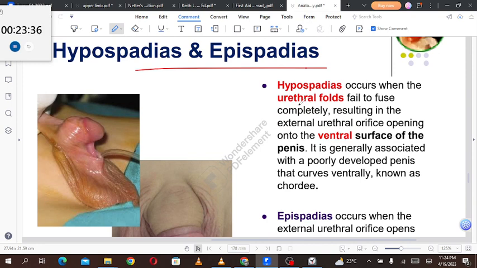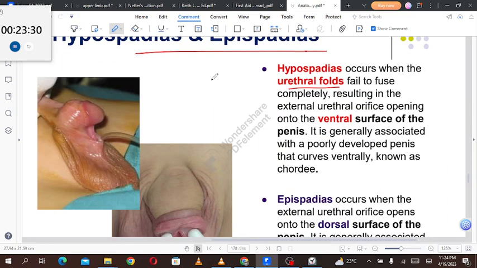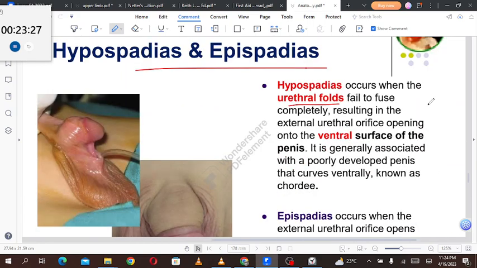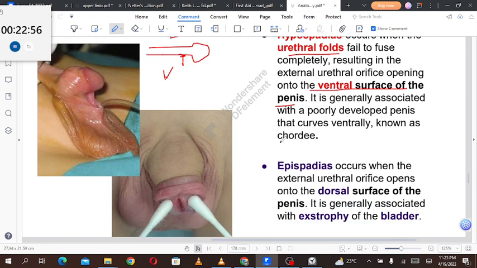So hypospadias occurs when the urethral folds, these are urogenital folds by the way, ventral, yeah. So we are talking about these ones. When the urethral folds fail to fuse completely, it results in the external urethral orifice opening onto the ventral surface of the penis. Ventral means suppose there is a penis over here, like an erect penis. The ventral surface is the surface below, and this one is the dorsal surface. If there is an opening on the ventral surface, it does not look like something hanging down. It is just an opening over here. If there is an opening, that is called hypospadias. It is generally associated with a poorly developed penis that curves ventrally, known as chordee.